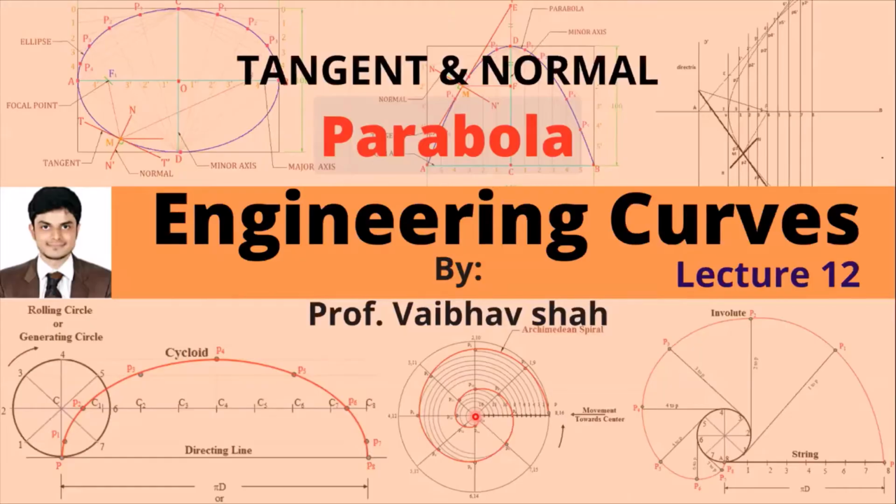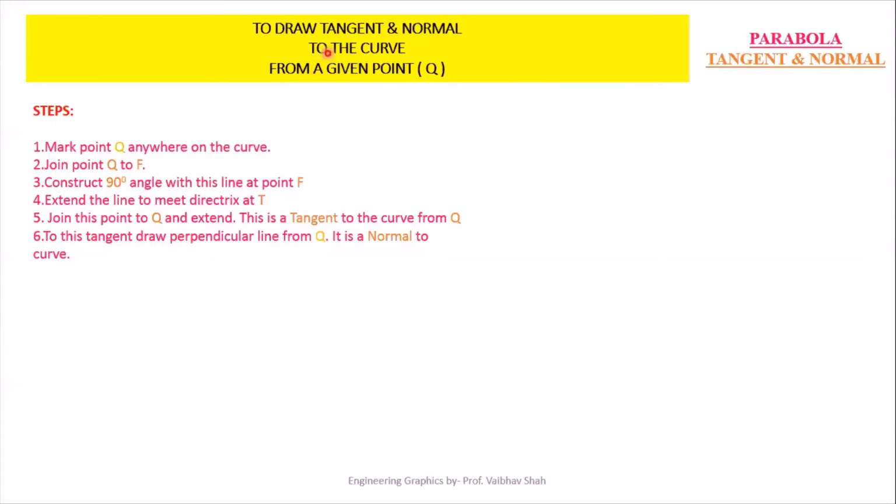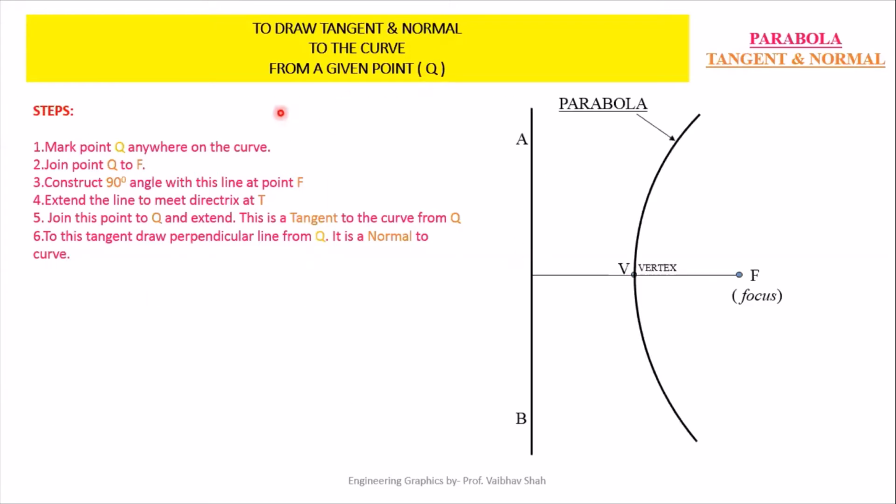So let us begin. Now we have to draw the tangent and normal to the curve from a given point. First, this is our parabola. For this parabola, we can refer to any of the 4 previous methods: either the rectangle method or oblong method, secondly the parallelogram method, third the directrix focus method, or fourth the tangent method. So you can draw the parabola by any of these methods.